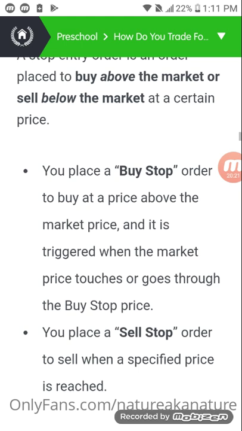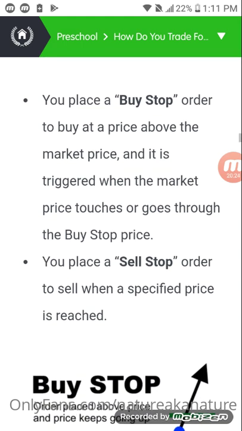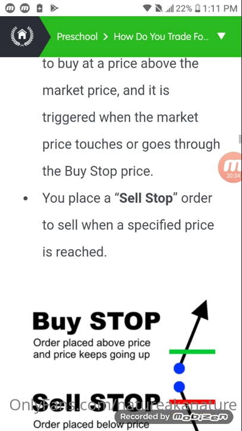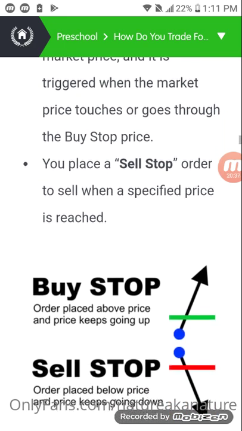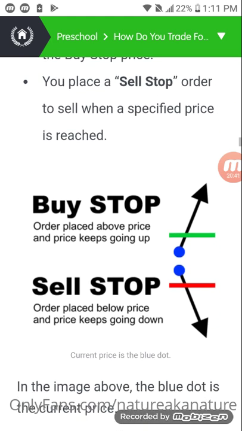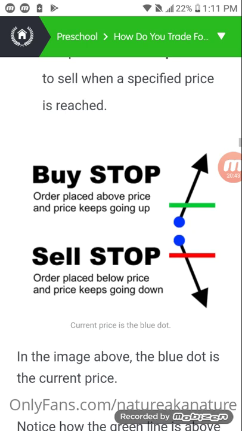You place a buy stop order to buy at a price above the market price, and once it touches it, your buy stop will begin. You place a sell stop order to sell at an expected price, and once it reaches your price, your sell stop will begin. So this is a buy stop, this is a sell stop.